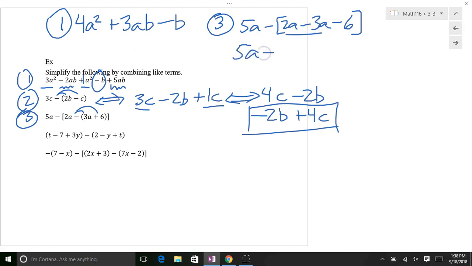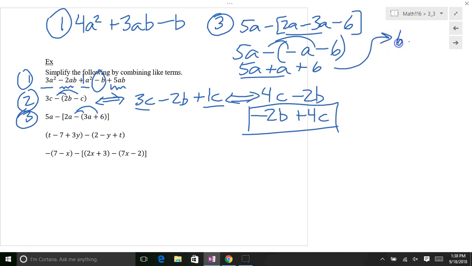So we got 5a, and I'm going to change these. Since I don't have parentheses anymore, I can change the brackets to just parentheses because I don't have parentheses inside the brackets. So 2a minus 3a is a negative 1a. And then we go ahead and we distribute that. So 5a plus a, a negative times a negative, and a negative times a negative, it's a positive 6 there. Combine like terms. And this becomes 5a plus 1a, 6a plus 6. And we're all done with number 3.